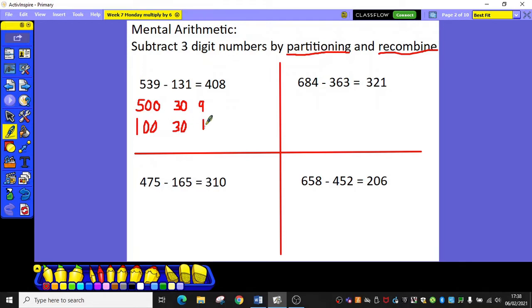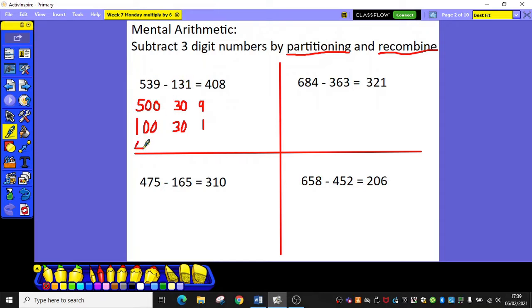Now, I don't need to write this out as if I'm doing an expanded written method, but this is just showing you what's going on in my head. Rather than say counting up from 131 or counting back 100 and then 30 and then 1 from 539, another strategy is very much like our written method to partition a number. In other words, do 9 take away 1, 30 take 30, 500 take 100.